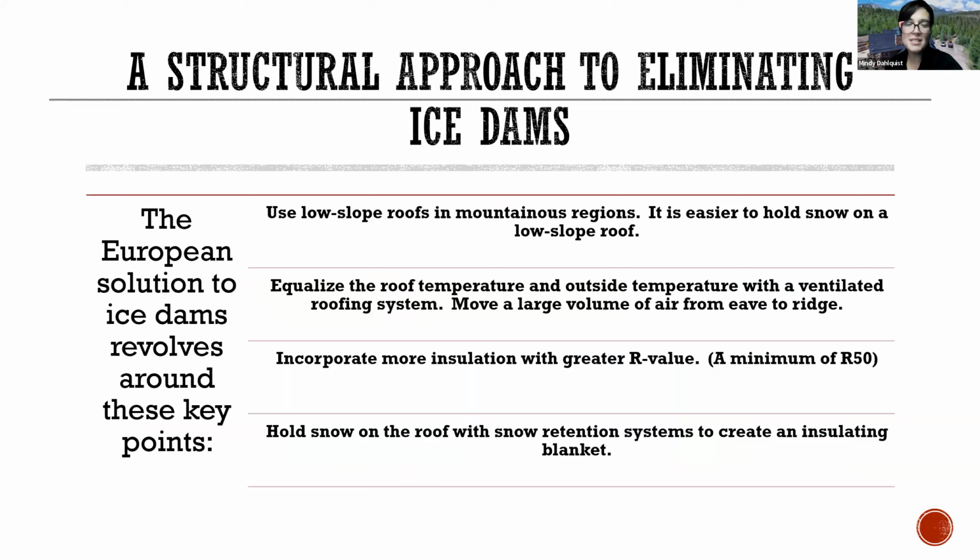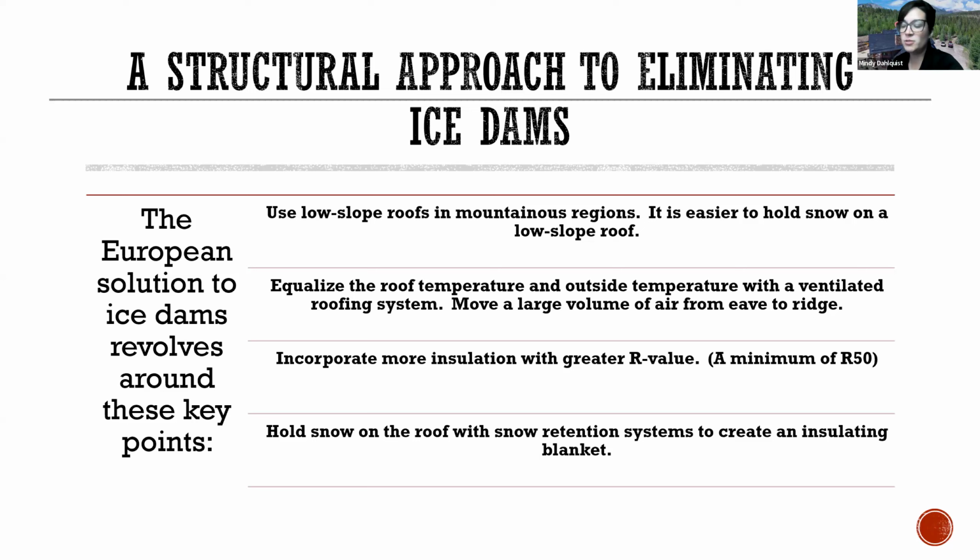And I do want to say that this example is still not the perfect example for every situation. Just because the Europeans do it doesn't mean that it's something that we have to do or that it's the correct way to do it. It's just information that we like to provide to you. But with that, they equalize the roof's temperature to the outside ambient temperature with a ventilated roofing system.